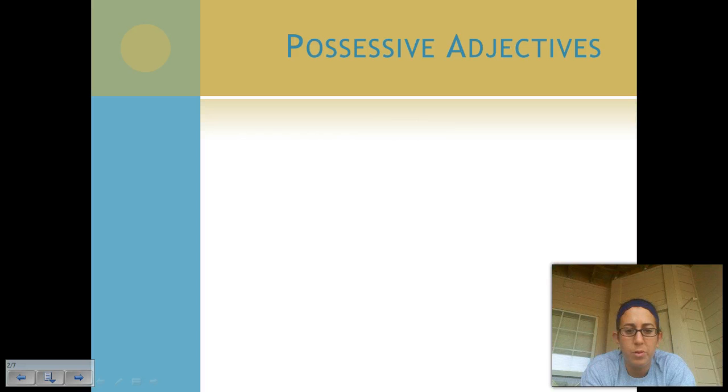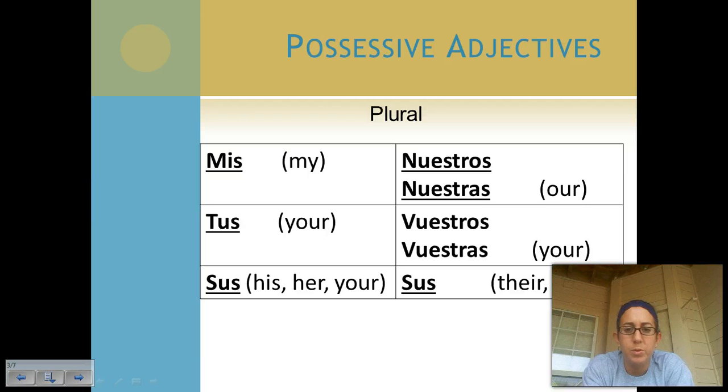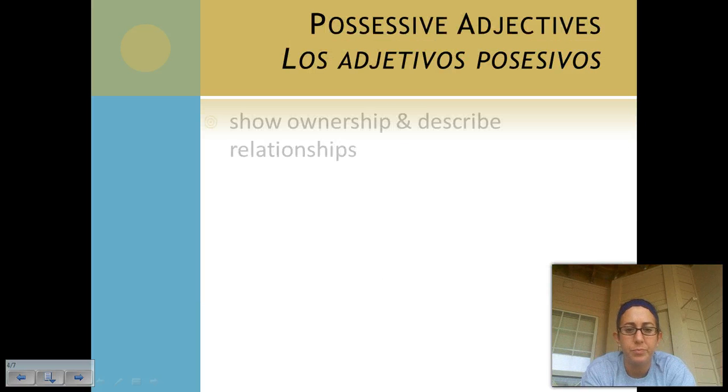Now let's go over to the plural side. What do you notice between the difference between the singular chart and the plural chart? If you said you just add an s, you are correct. So if I want to say my houses, mis casas, tus casas, sus casas. Again, for nuestro, would it be nuestros or nuestras? Nuestras, muy bien. Vuestras and sus. Make sure that you're jotting down any questions that you may have.